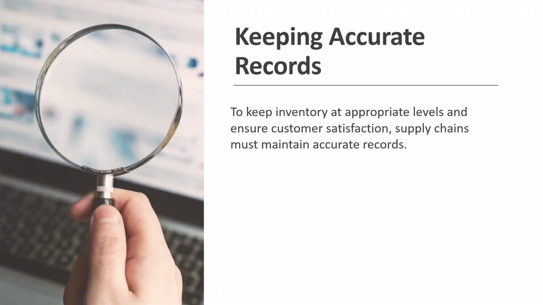Keeping accurate records. To keep inventory at appropriate levels and ensure customer satisfaction, supply chains must maintain accurate records. In most cases, 95% accuracy or better is recommended. Accurate record keeping helps firms plan, control, and organize inventory so the right products are ordered to meet customer demand. Accurate record keeping also helps firms achieve economies of scale and reduce inventory costs. Supply chains should have a dedicated software and database system for maintaining accurate records.